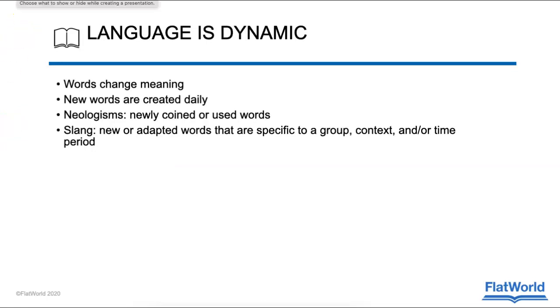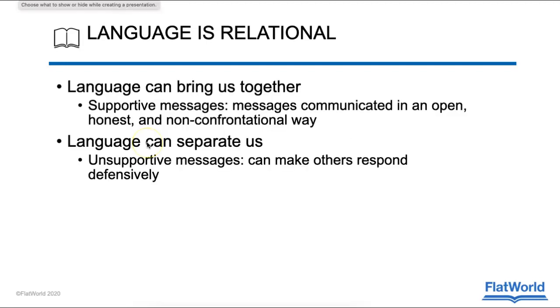More about page 61, we talk about slang, which is new or adapted words that are specific to a group or context. You see this a lot, especially in social media, communication via text. That's something that should be kept in mind from the perspective of how we develop words. So be sure to look at that on page 61. Communicating with others, right, can show support or can separate us, and you really see that a lot in relationships. So page 63 highlights that.